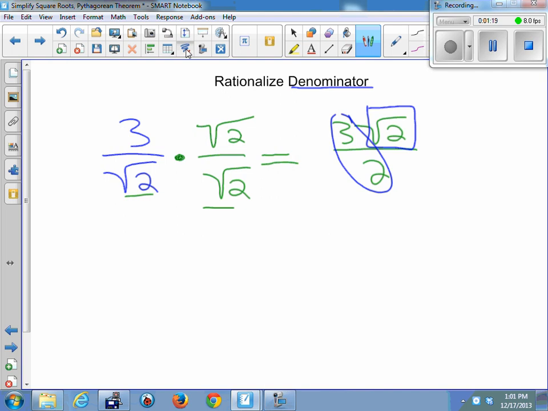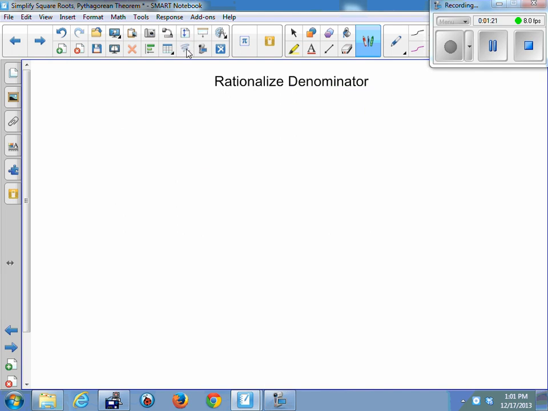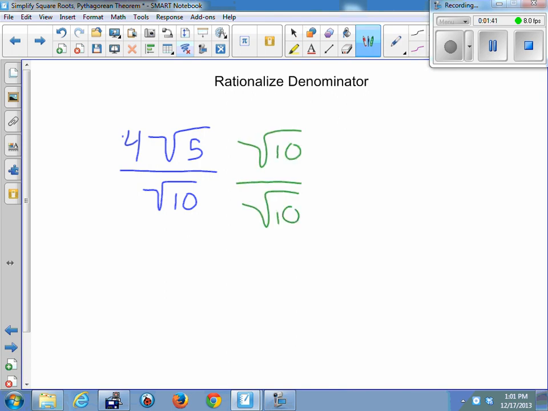Alright, so we're going to do another one. Let's say 4 square roots of 5 over square root of 10. This is not good because we have that square root of 10 in the denominator. So we're going to multiply by square root of 10 over the square root of 10. Again, that is just 1. This is 4 square roots of 50 over 10.